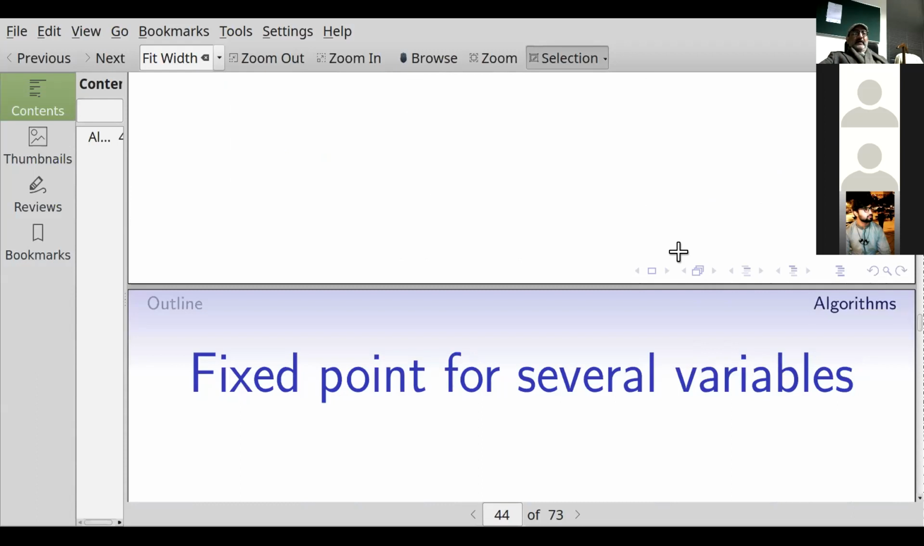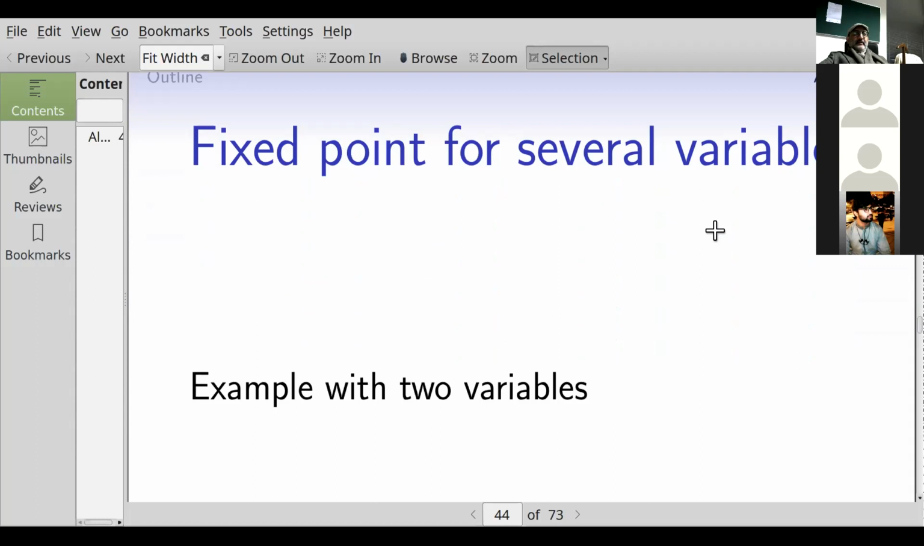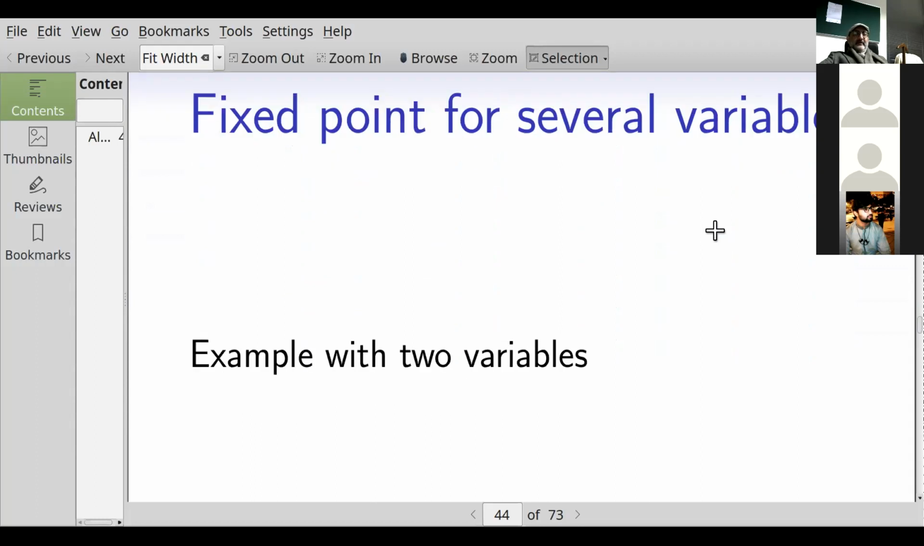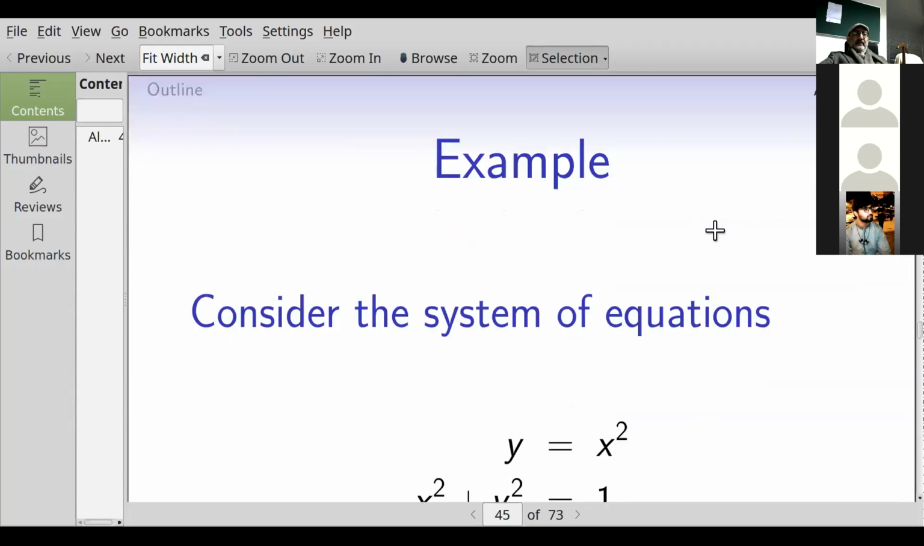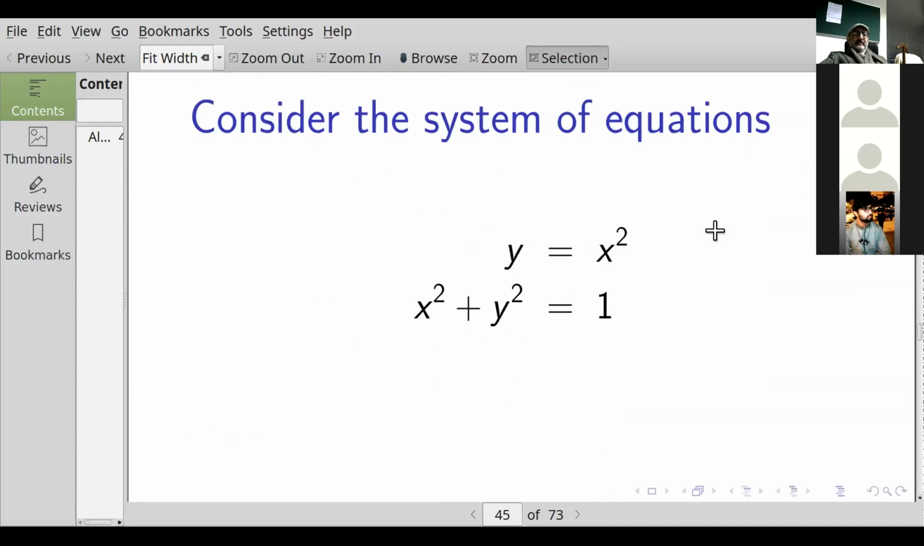Okay, now Newton-Raphson also works for multiple variables. Fixed point can also work for multiple variables. Remember, the bisection method is not going to work. Okay, so let's do a fixed point method with two variables. So we have a system of equations, y equals x squared, and x squared plus y squared is equal to 1. So how would you estimate where the solutions are?